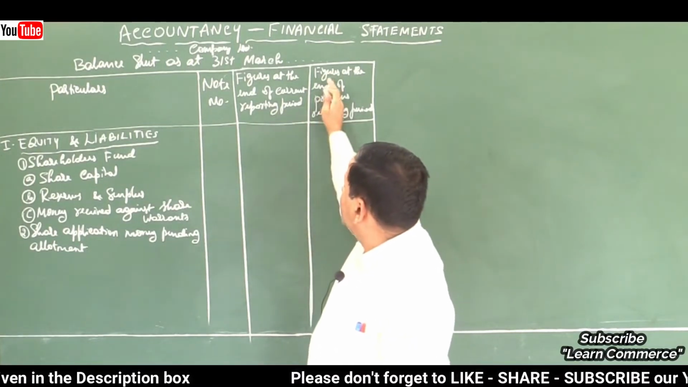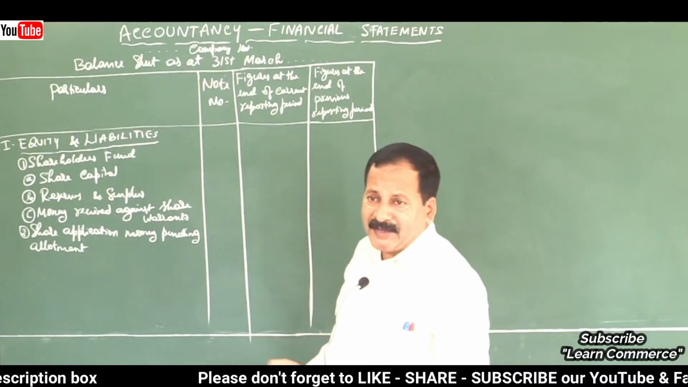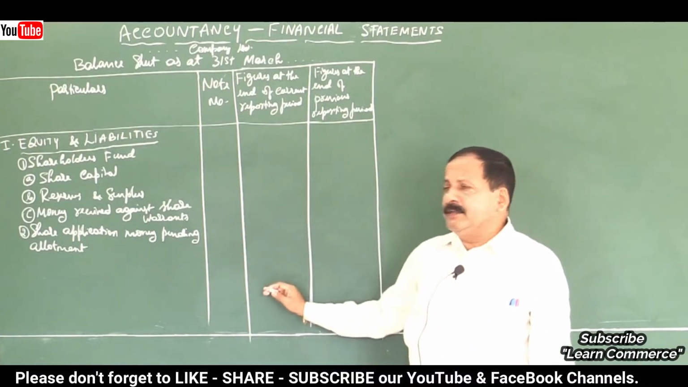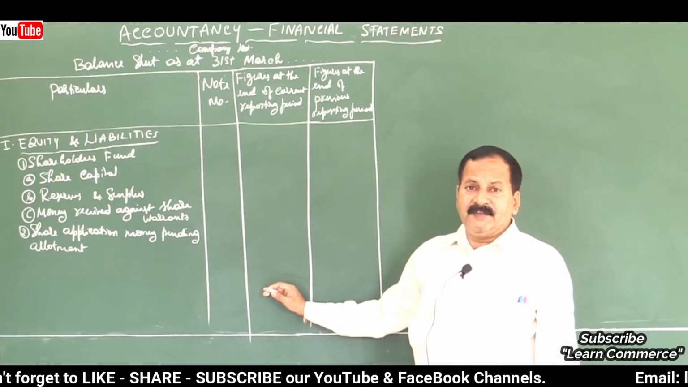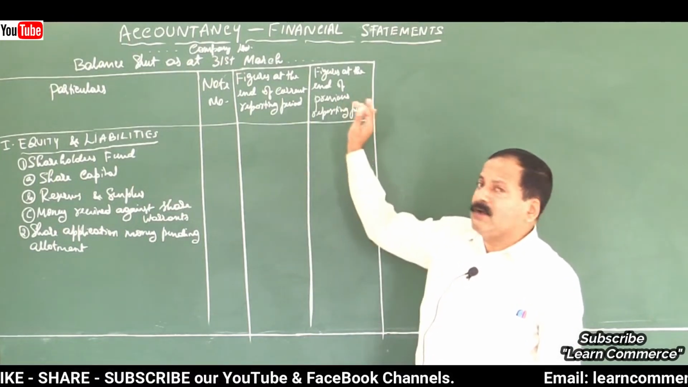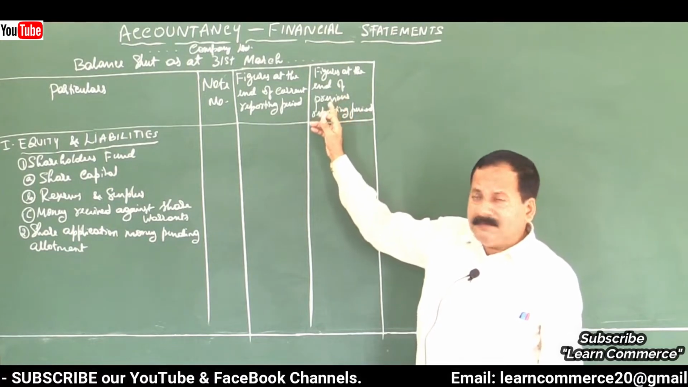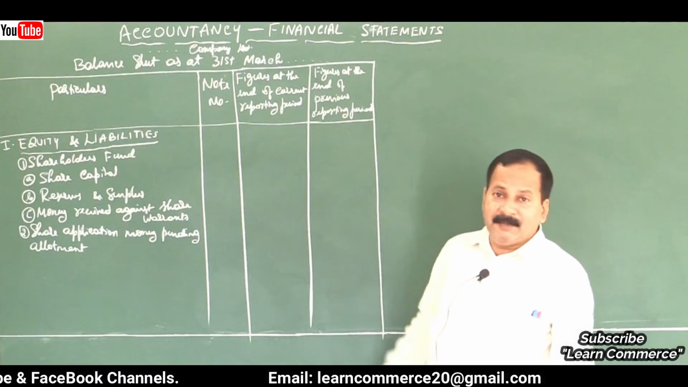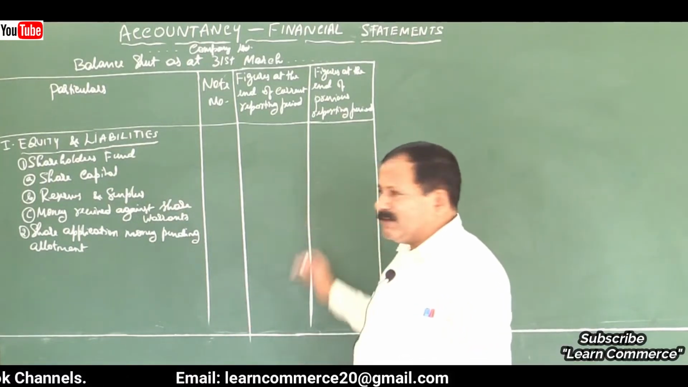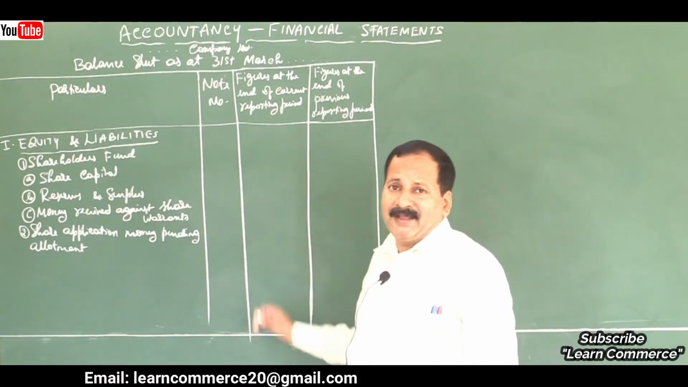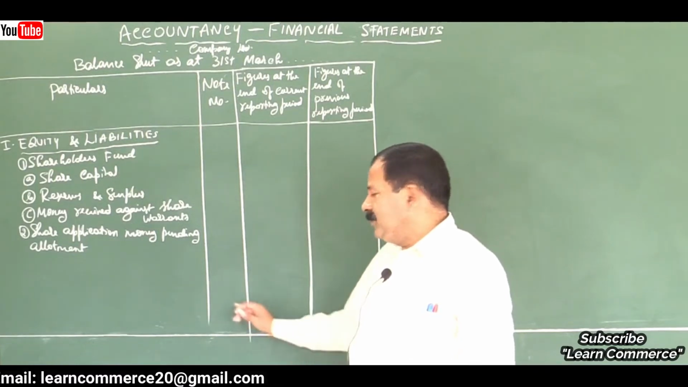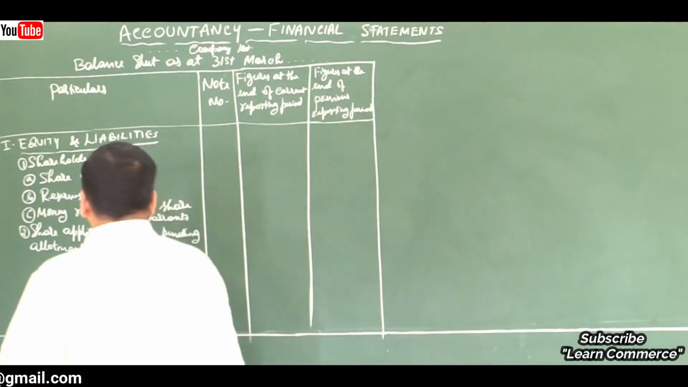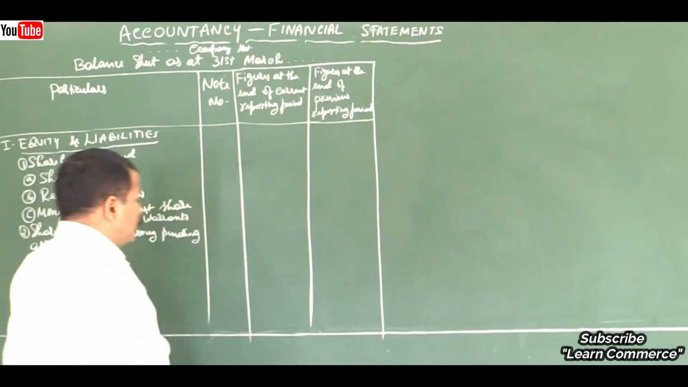If previous year figures are not given in the problem, most of the times they will not give you the previous year's figures, only current year figures will be given. So during that time, don't avoid this column. Prepare this column, write there figures at the end of the previous reporting period, and don't write the amount. Amount is not given, so leave it blank. Write only the current year's figure and write the total. That's all. Clear? Yes.